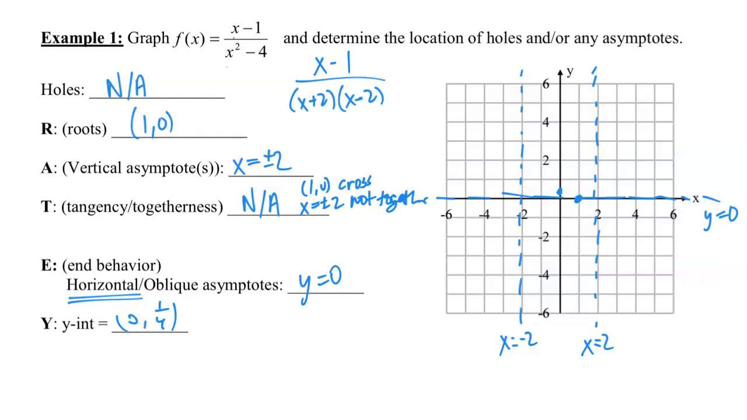Now, from here, we've got to fill in the puzzle pieces. We have 2 vertical asymptotes here and here. That means the graph is going to have 3 sections, 3 separate pieces to this graph. One over here to the left of the first asymptote, one in the middle here between the 2 asymptotes, and one over here to the right of that second asymptote.